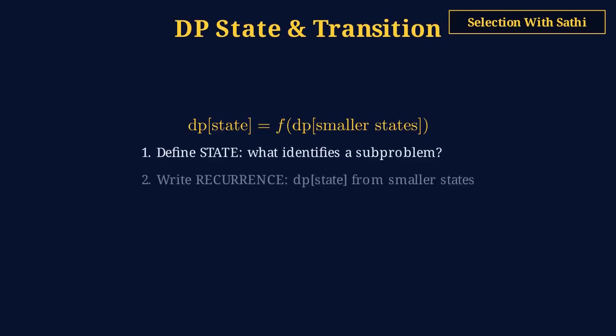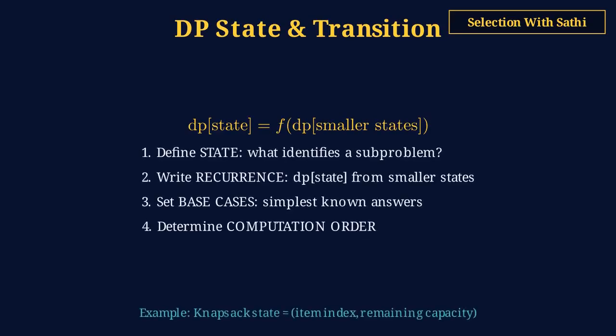The key to solving any DP problem is defining the state and writing the transition. The state is the information that uniquely identifies a subproblem, for example, the current index and remaining capacity in knapsack. The transition is the recurrence relation, how you compute the answer for a state from previously solved states. The base case is the simplest subproblem with a known answer. Follow these 4 steps: define the state, write the recurrence, set the base cases, and determine the order of computation.